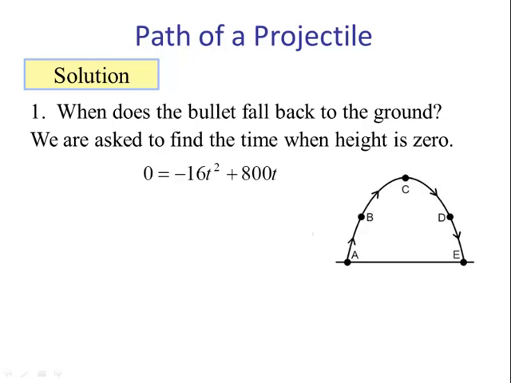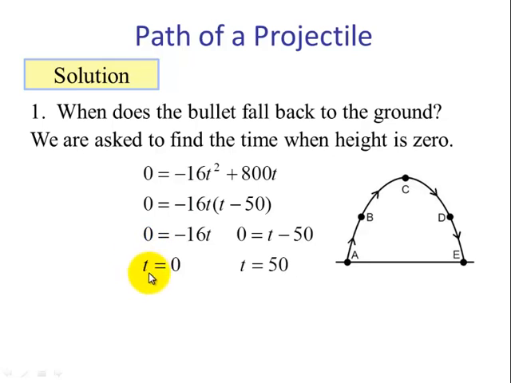The first step, we want to factor out a negative 16. Don't forget, when you factor out a negative number, it will change the sign. So we have negative 16t times t minus 50. Now, from the zero factor property, either this expression is 0 or this expression is 0. So we set them equal to 0 and we solve, and we see t will equal 0 and t will equal 50. So at 0 seconds the height is 0, and at 50 seconds the height is 0.